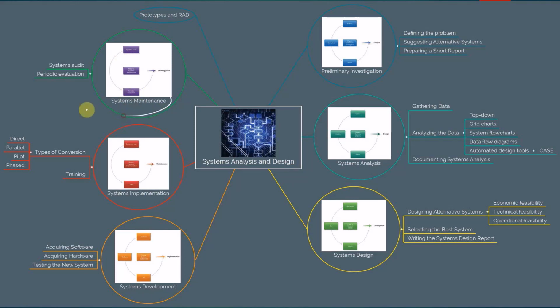And the last phase is what's known as systems maintenance. In systems maintenance, what typically happens is that there is a systems audit, okay, because everything's been implemented. It's running. The system is running now. So periodically you want to audit your system and compare it to its original design specifications. Is it doing what it says it's doing?